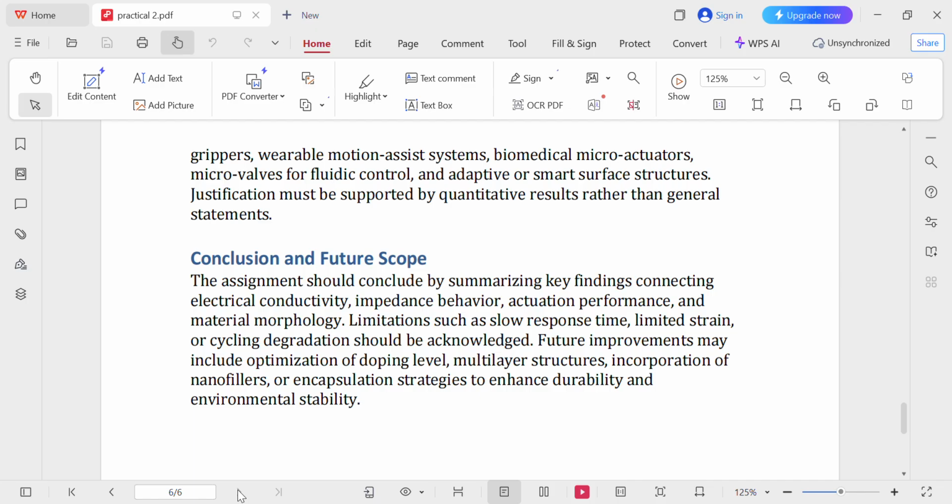Future improvement may include optimization of doping level, multilayer structure, incorporation of nanofillers, or encapsulation strategies to enhance the durability and environmental stability.